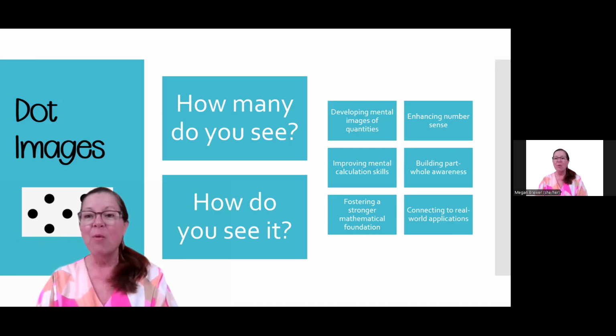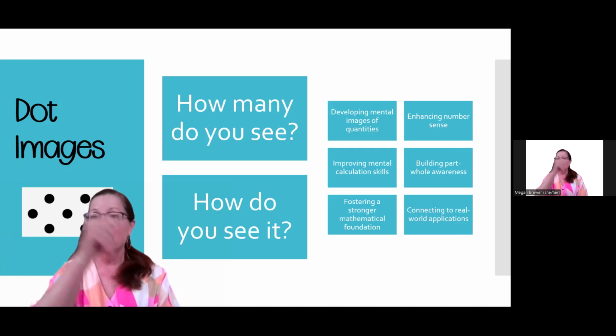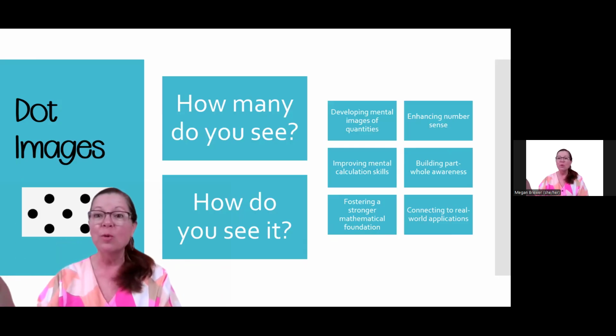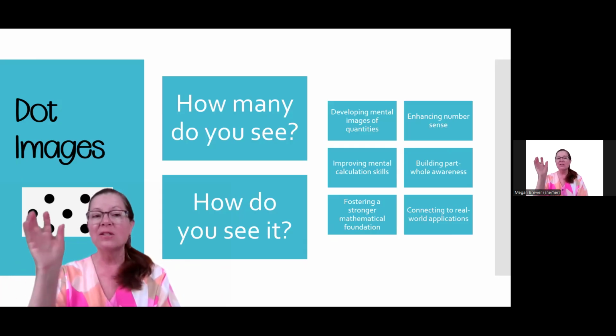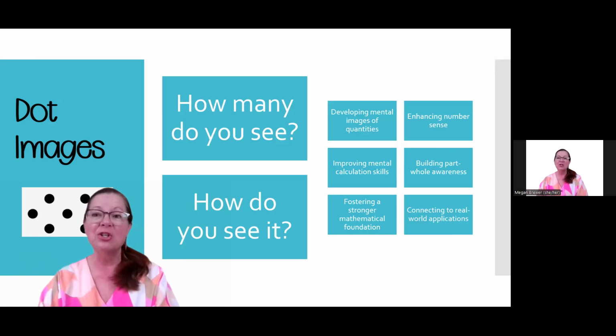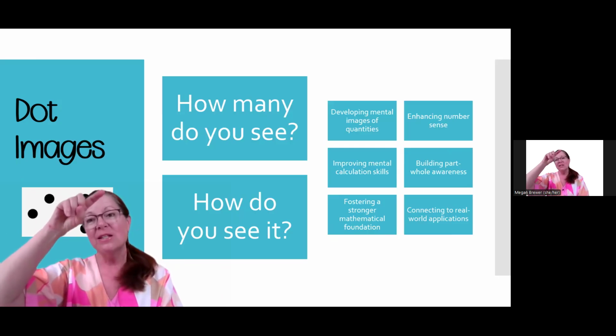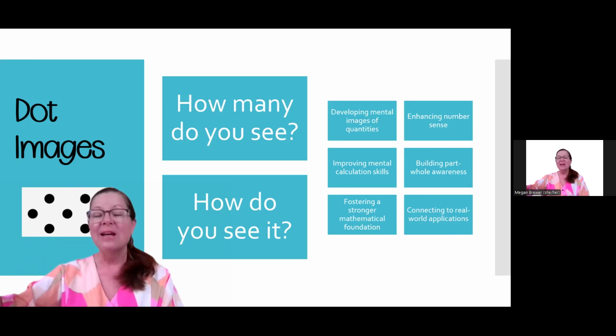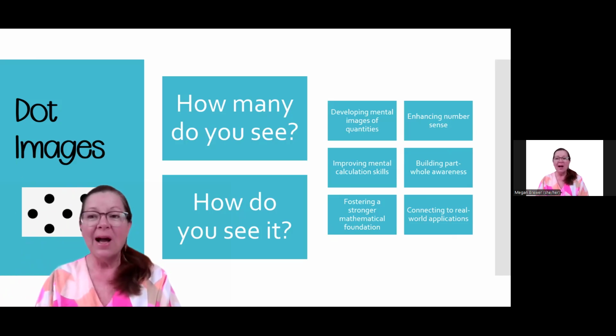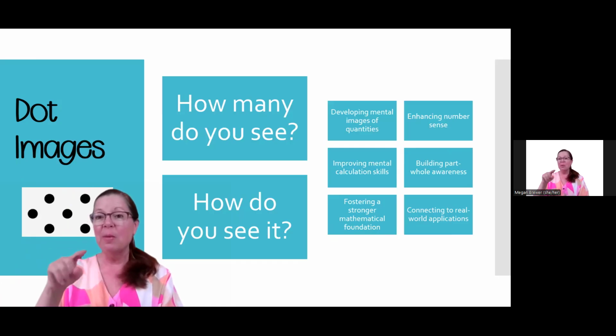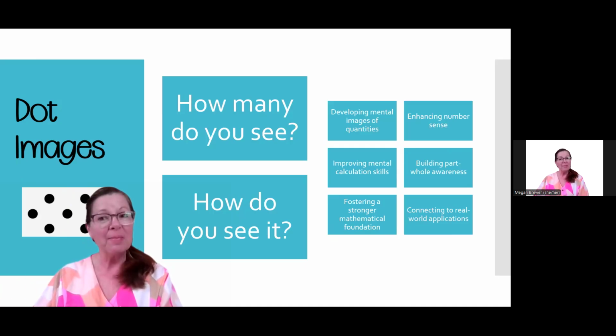I might be using a white interactive board where I'm having students tell me the groups that they're seeing. They might say, oh, I saw 2 and 3 and 2. I might be circling those groups and writing the quantities, 2, 3, 2. After a while, I might start using equations. So you're saying 2 plus 3 plus 2 equals what? And encouraging students to see it in multiple ways.